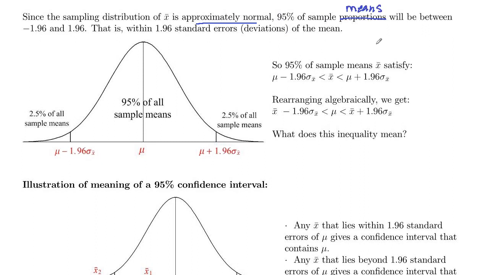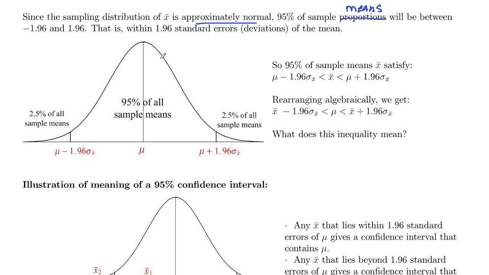95% of the sample means will be between negative 1.96 and positive 1.96. That is, they're going to lie within 1.96 standard errors or standard deviations of the mean. With the sampling distribution, a lot of times I'll call the standard deviation the standard error. So here's a picture of what we've got going on.